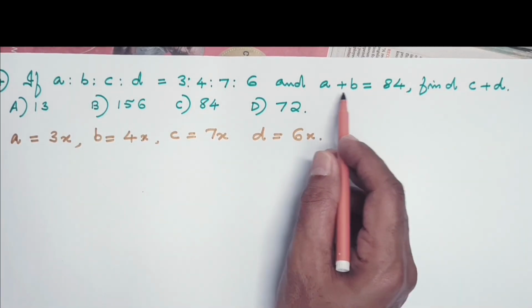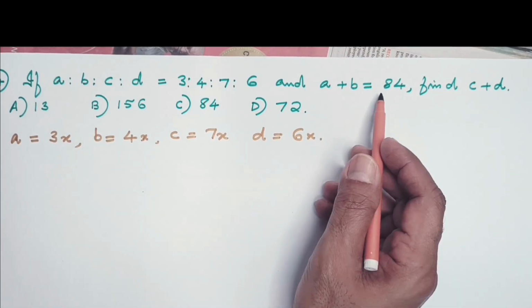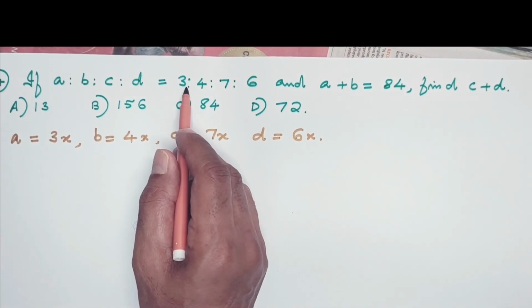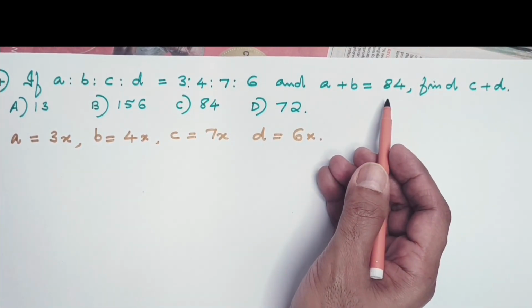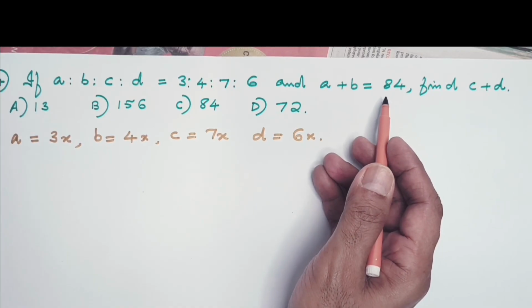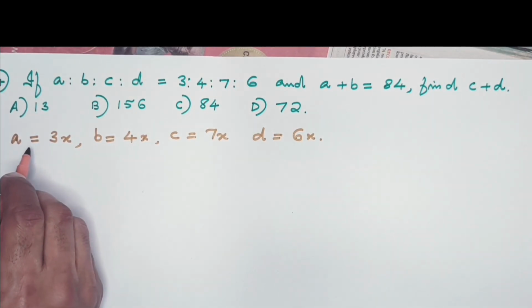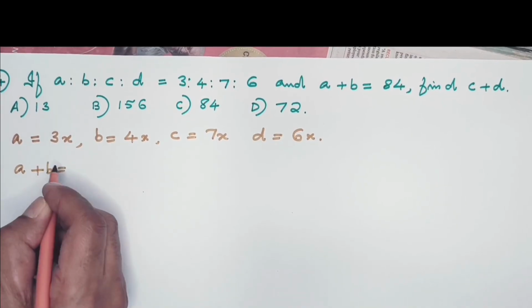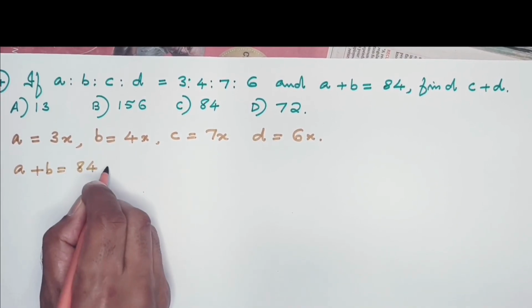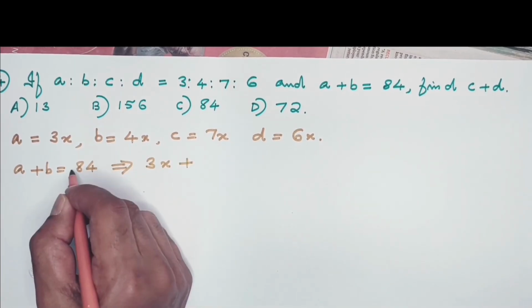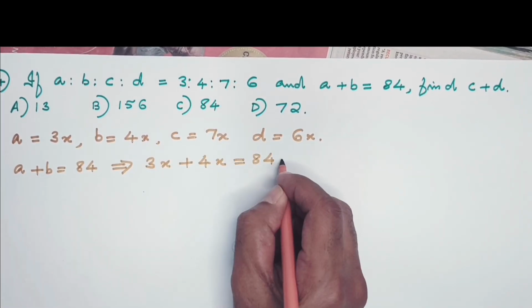Now they say A plus B is equal to 84. See, it's very clear that if you choose A and B as 3 and 4, A plus B will not be equal to 84. Can you see that? Say A plus B is given to be 84. So substitute A as 3x and B as 4x. Let me write whatever is given. Then substituting 3x for A and 4x for B, this is what you get.